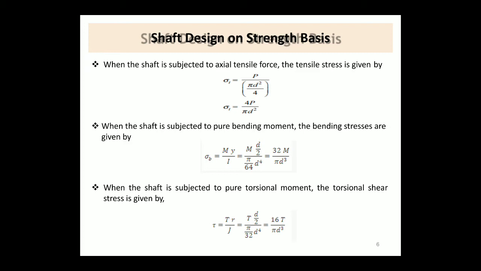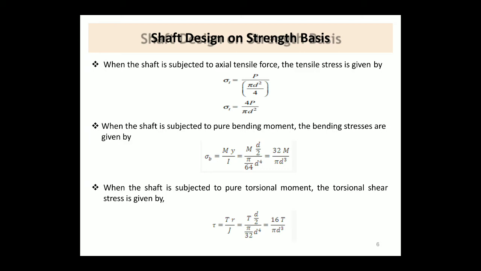Now putting the value of y as d by 2 and the moment of inertia, that is pi by 64 d raised to 4, the equation becomes M d by 2 divided by pi by 64 d raised to 4. So the final equation for the bending stress is 32M by pi d cube. Using that equation we can find the bending stresses induced in the shaft.